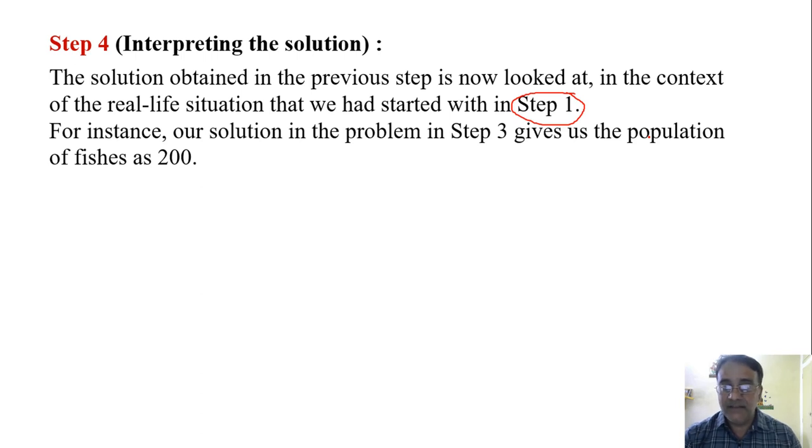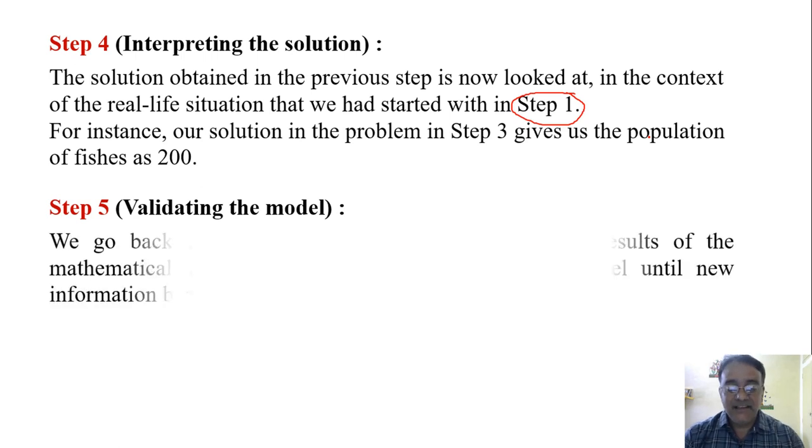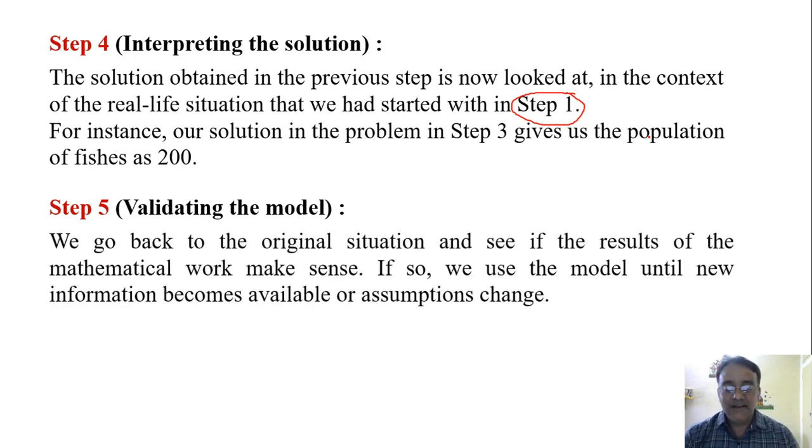And now step number 5, the last step, is validating the model. Now we'll go back to the original situation and see if the results of the mathematical work make sense. If so, we use the model until new information becomes available or assumptions change. For example, in the second step we took 50 samples, and I have taken as an example 5 marked fish. Suppose we are not getting any marked fish, so what will we do?